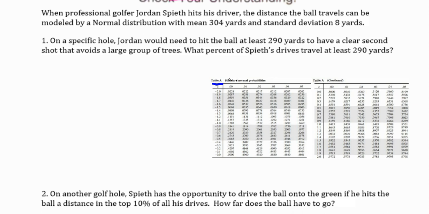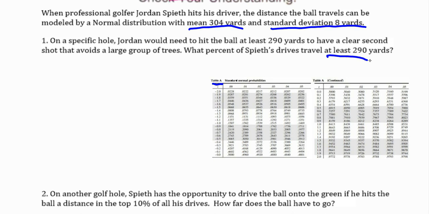Well, let's take this example of check your understanding. When a professional golfer, Jordan Spieth, hits his drive, the distance the ball travels can be modeled by the normal distribution with a mean of 307 and a standard deviation of 8 yards. On a specific hole, Jordan would need to hit a ball at least 290 yards to have a clear second shot that avoids a large group of trees. What percent of Jordan Spieth's drives travel at least 290 yards?